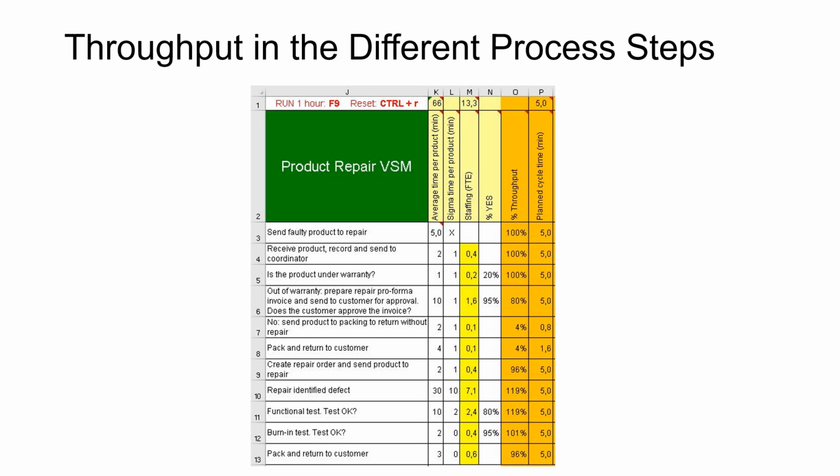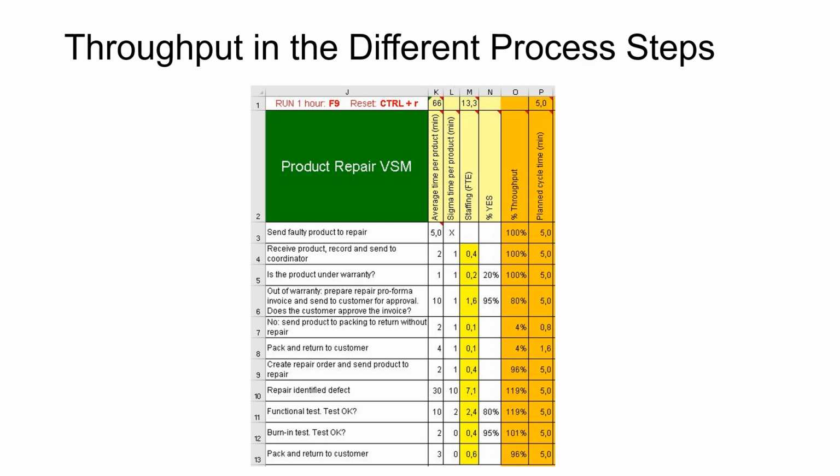Since not all products flow through all steps, we need to know the proportion of the throughput entering the line which is flowing through each step. This is reflected in column O. All products entering the line flow through the first 3 steps, 100% in column O. In step 4, line 6, only the products which are not under warranty are processed, 80%. In line 7, only products to be returned to the customer without repair are processed, 4%.